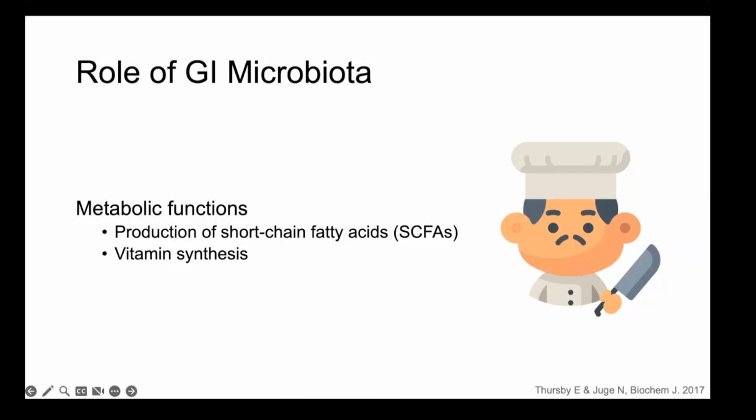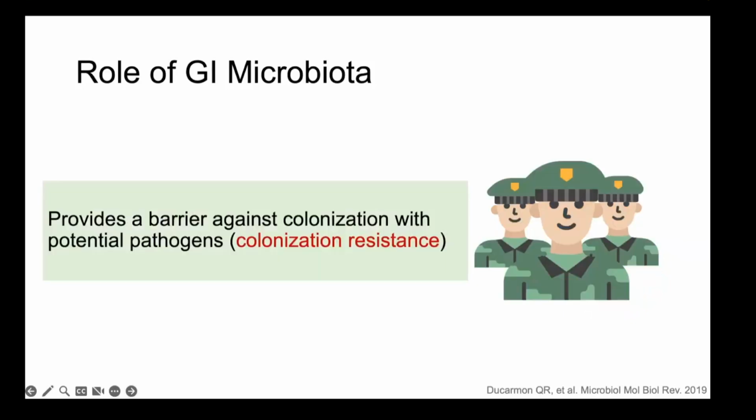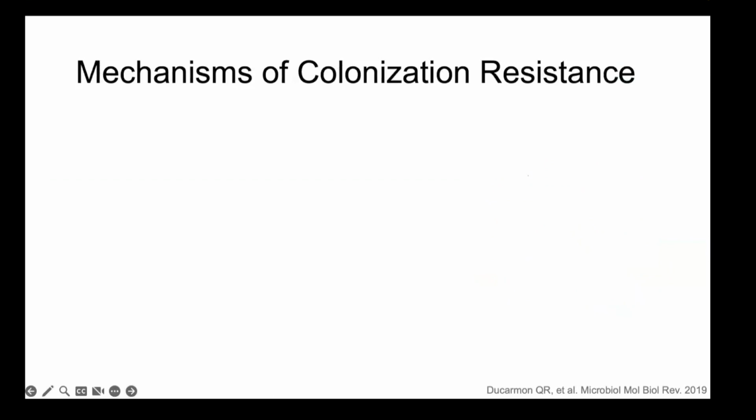And of course, we know that they play an important role in vitamin K, riboflavin, biotin, nicotinic acid, pyridoxine, and other vitamins, which then all have important interactions within our immune system and have also been associated with many immune-mediated diseases. But most importantly for our talk, they provide a barrier against colonization with potential pathogens. And this is termed colonization resistance.